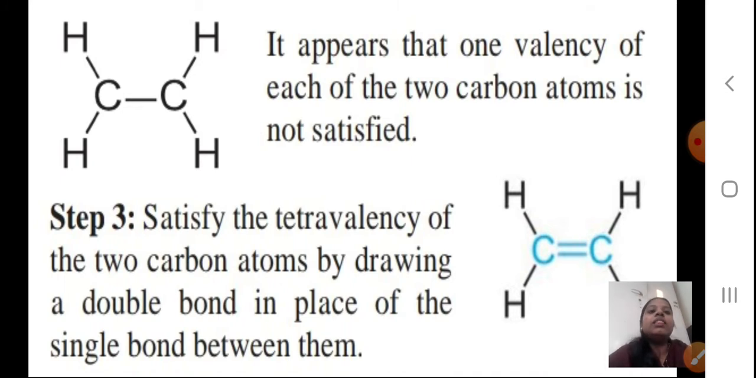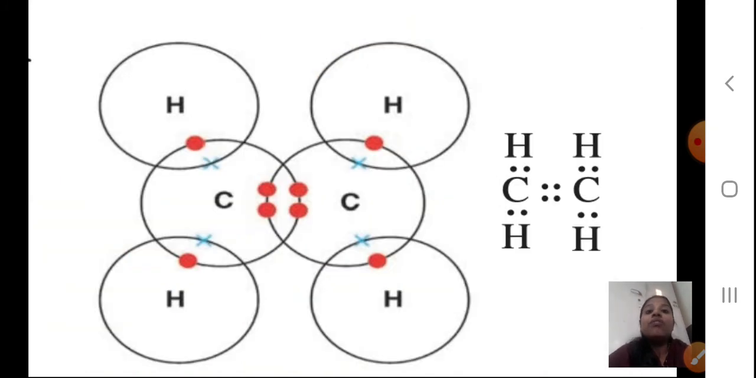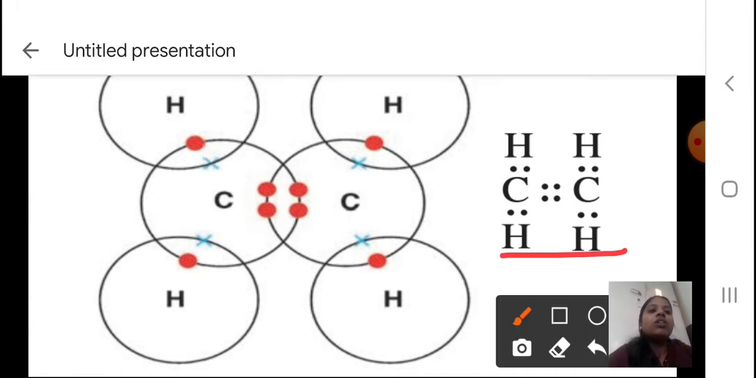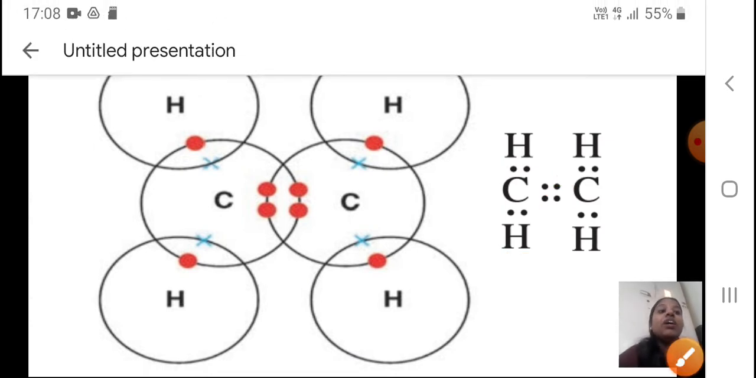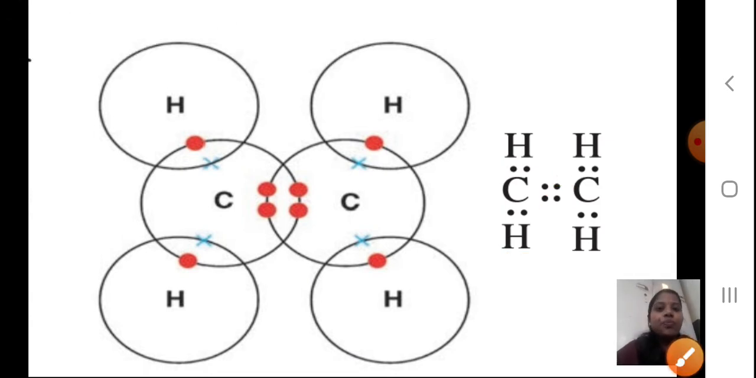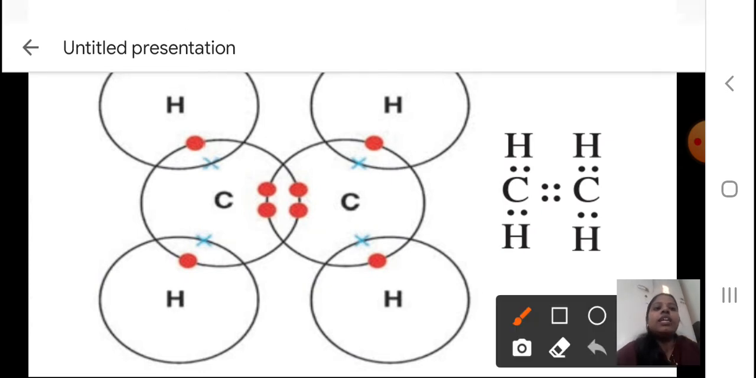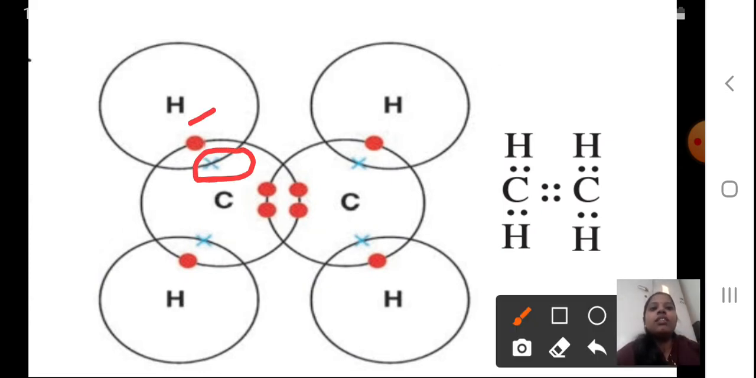Okay students, now see, this is the structure of ethene. If you draw it in this way, when you show the sharing, you are going to get the structure in this way. This is the electron dot structure for ethene. Ethene means you are going to have the double bond. I hope it is clear to you. Practice the structures in your notebook. Here these are the electrons. This blue cross and this dot are the electrons which are shared between the hydrogen and the carbon.